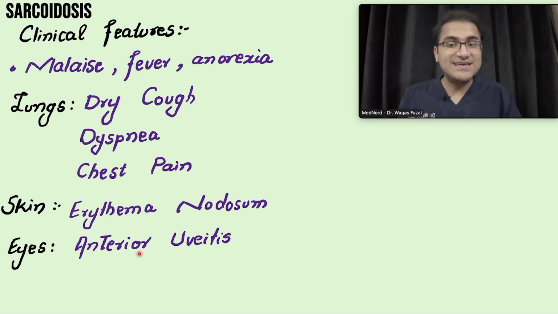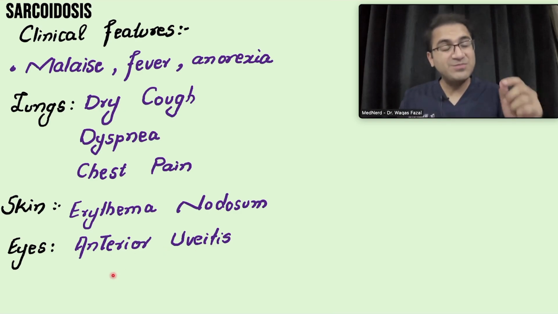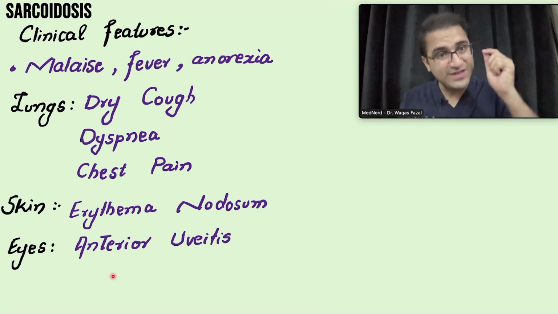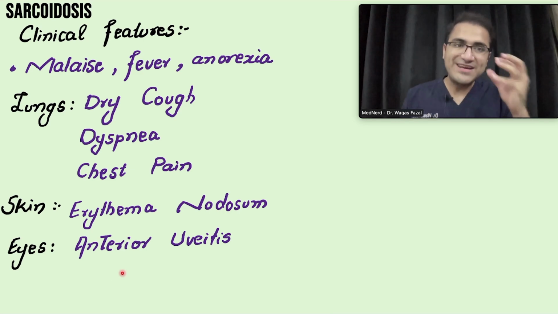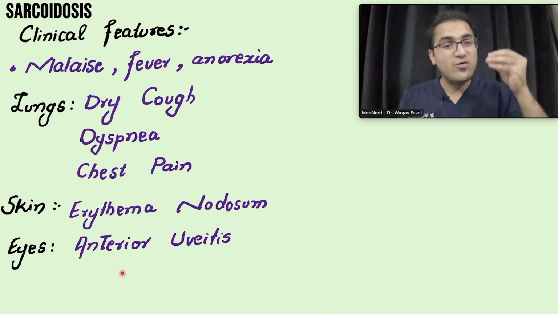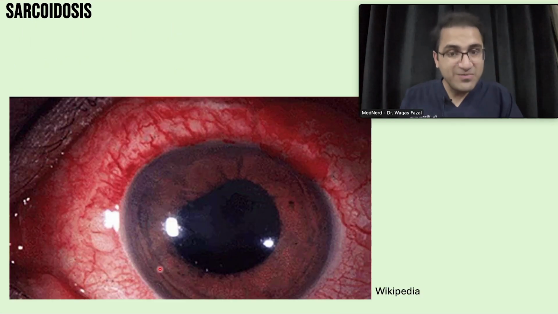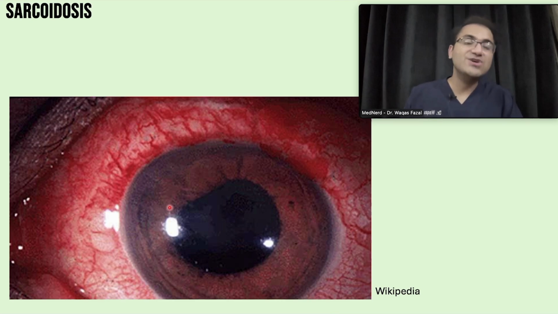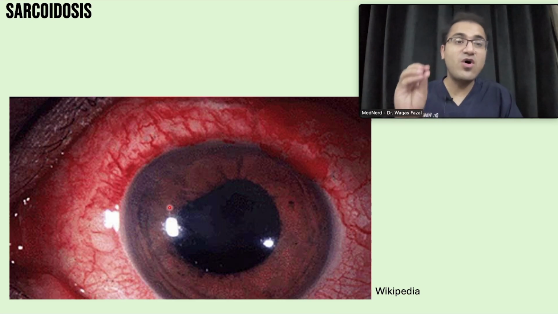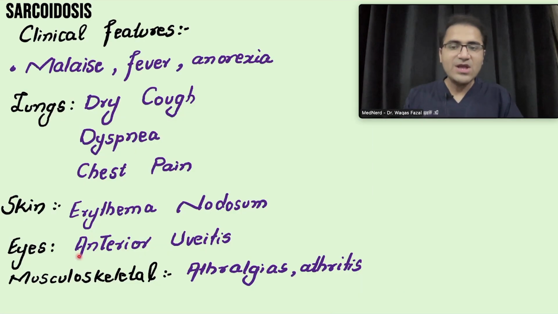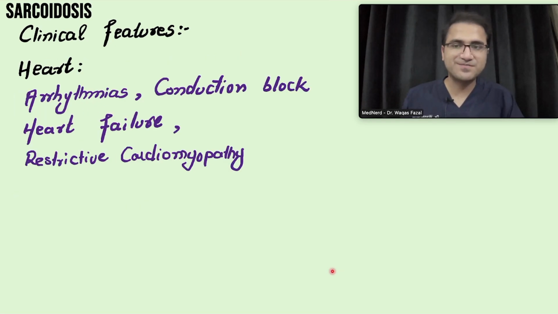In the eyes, it can result in anterior uveitis, inflammation of the choroid, the iris, and the ciliary body. It will present with a red inflamed eye with photophobia and eye pain. This is a picture showing a patient with anterior uveitis. So the main presentation of sarcoidosis in the eye is uveitis. It involves the musculoskeletal system and results in arthralgias, arthritis, inflammation of the joints.